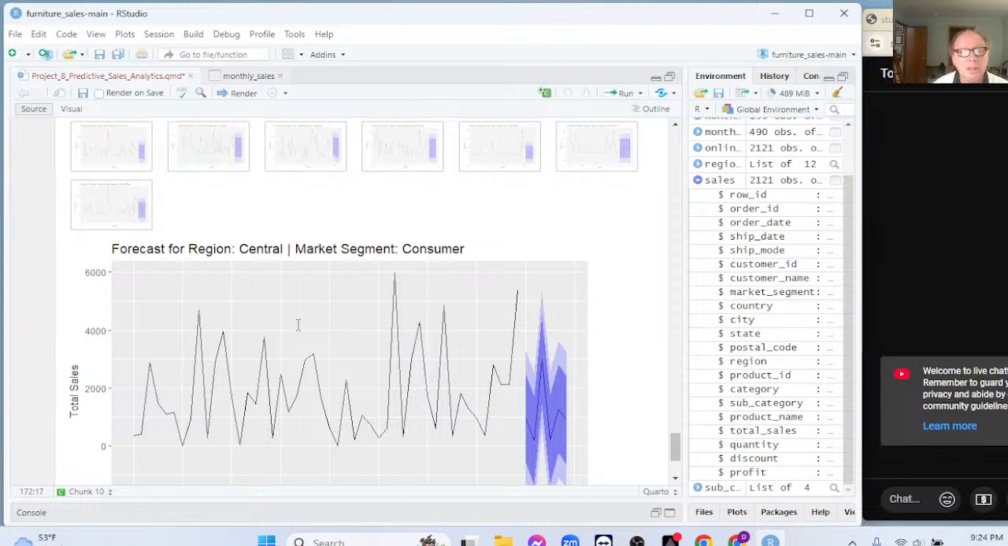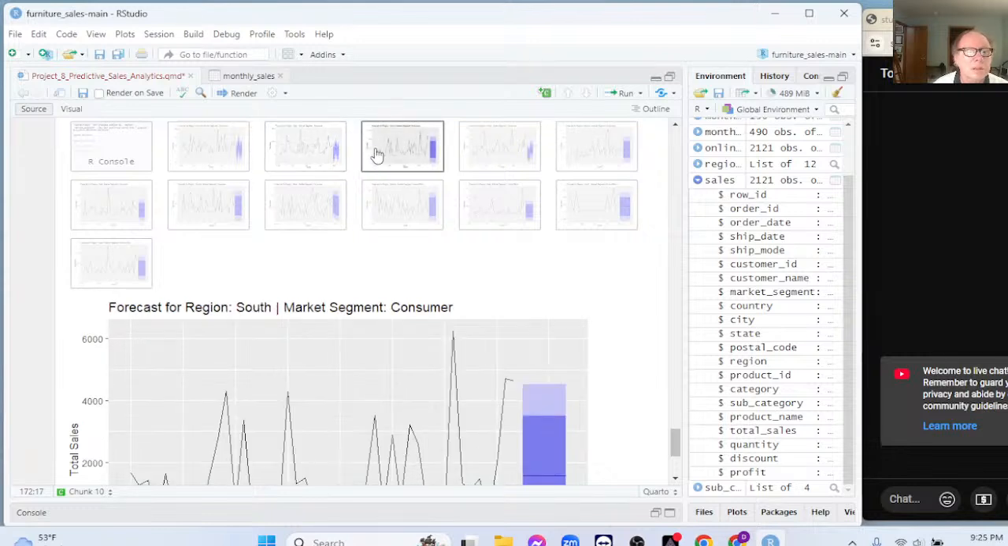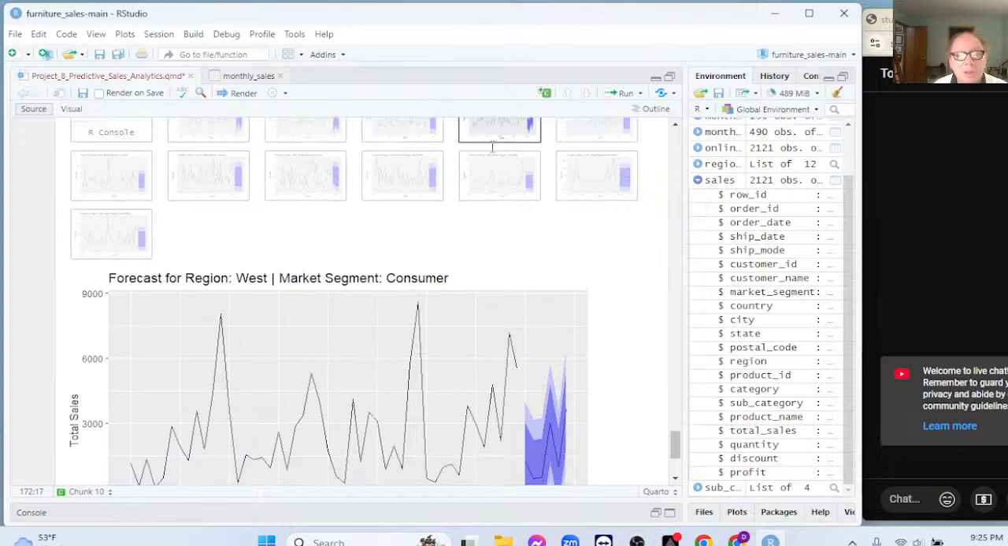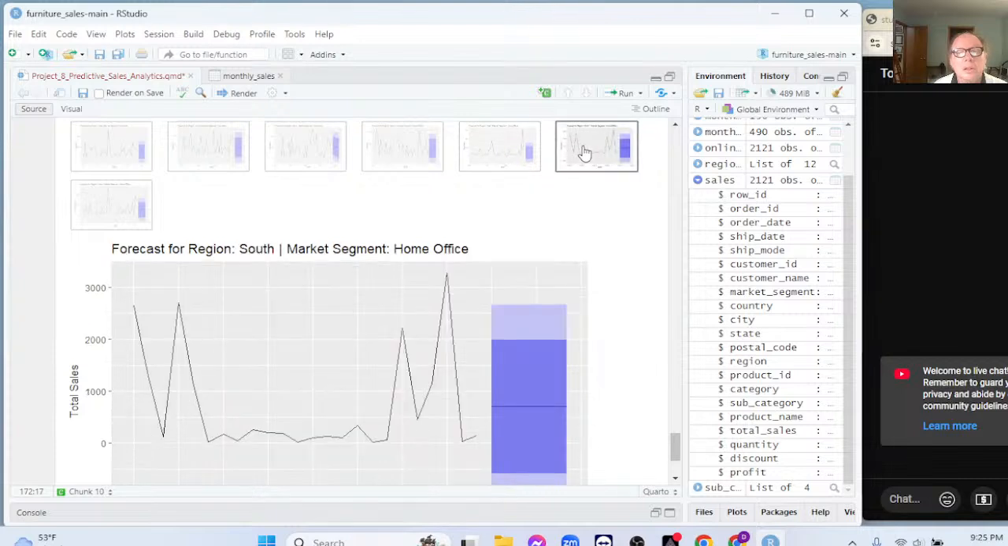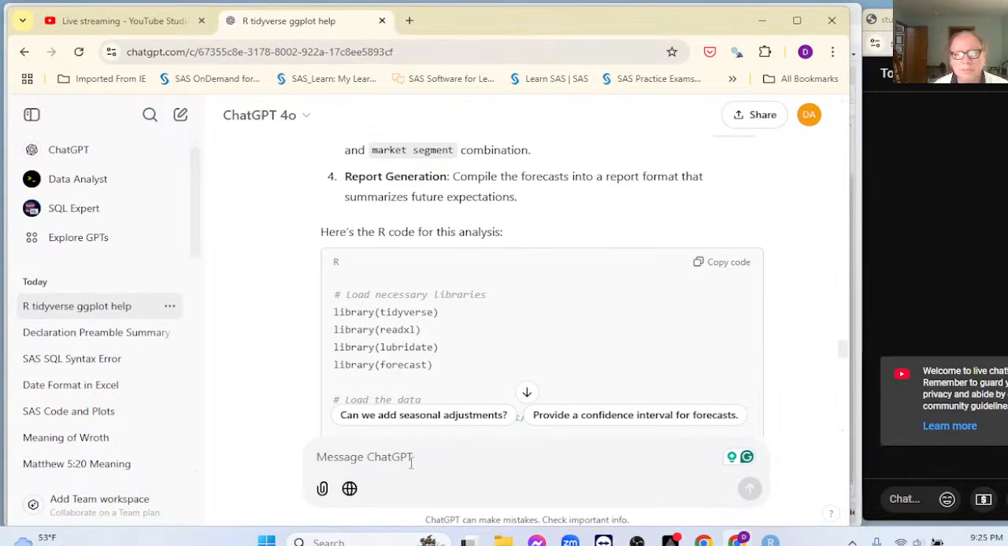Forecast, central region market segment. Eastern region market segment, it's consumers. Let's see, South region consumers isn't looking really... I guess it's going to say it's going to be flat. Okay, Western region consumer market. Good grief, this is a strange one, isn't it? We might as well add trend lines, right?